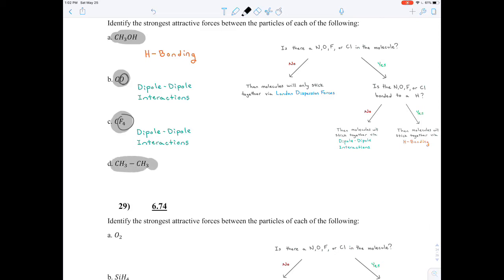Alright, let's try this bottom one. CH3CH3. First question, is there a nitrogen, oxygen, or fluorine or chlorine in the molecule? And there's not. And so the strongest intermolecular force here will be London dispersion forces.